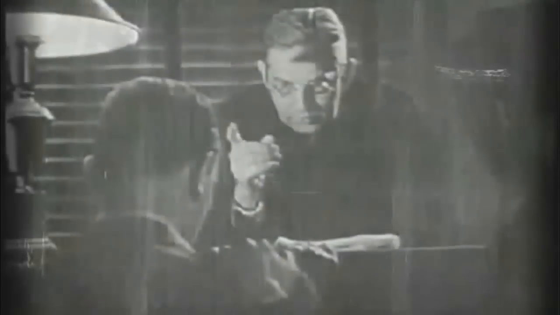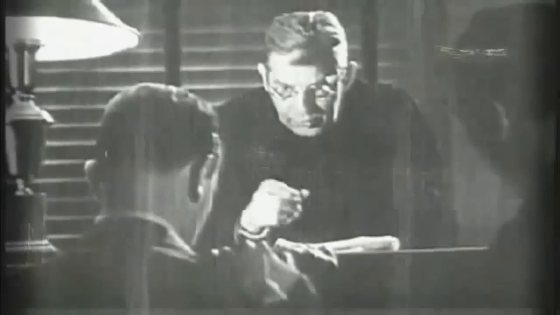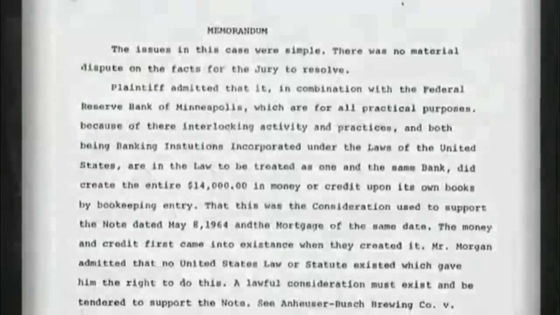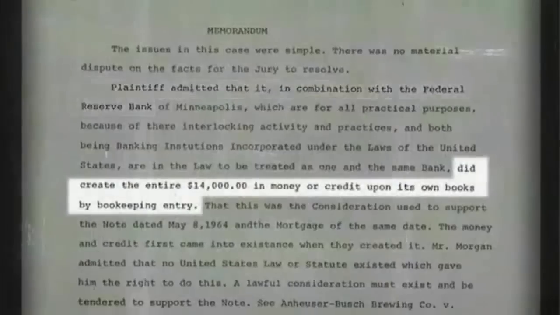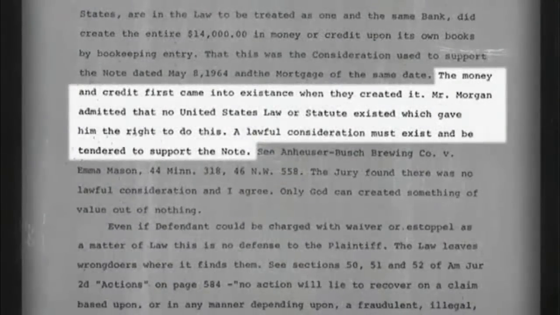As the court case progressed, the bank's president, Mr. Morgan, took the stand, and in the judge's personal memorandum, he recalled that the plaintiff, bank's president, admitted that, in combination with the Federal Reserve Bank, did create the money and credit upon its books by bookkeeping entry. The money and credit first came into existence when they created it. Mr. Morgan admitted that no United States law or statute existed which gave him the right to do this.